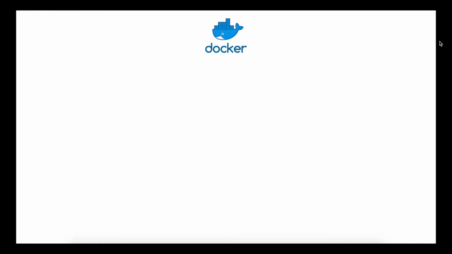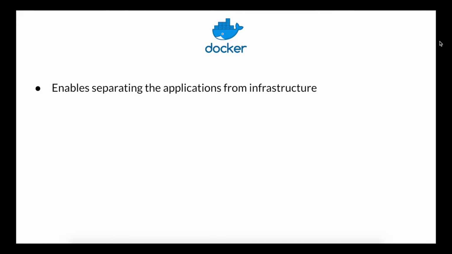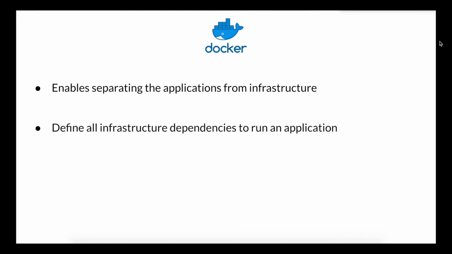In the remaining part of this video, we will look at what Docker is on a high level and how we can use it in our application to run a containerized simple microservice. Docker enables you to separate your applications from the infrastructure so you can deliver software quickly. With Docker, you can manage your infrastructure in the same way you manage your applications. It lets you define all the infrastructure dependencies you need to run your application in a container.